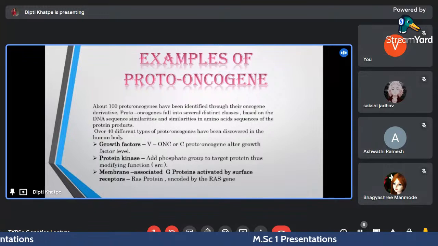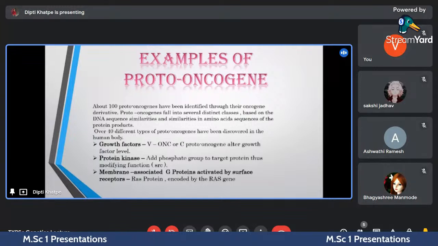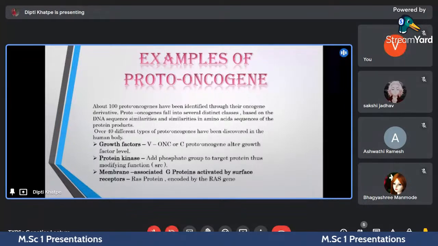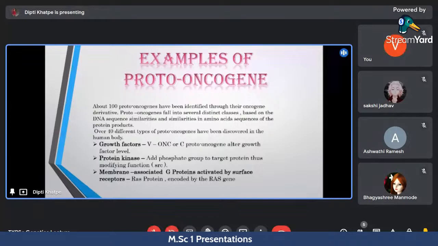HER2. This gene makes protein receptors that are involved in the growth and division of cells in the breast. Many people with breast cancer have a gene amplification mutation in their HER2 gene. MYC, this gene is associated with the type of cancer called Burkitt's lymphoma. In Burkitt's lymphoma, a translocation of a gene that enhances the gene function gets moved near the MYC proto-oncogene.